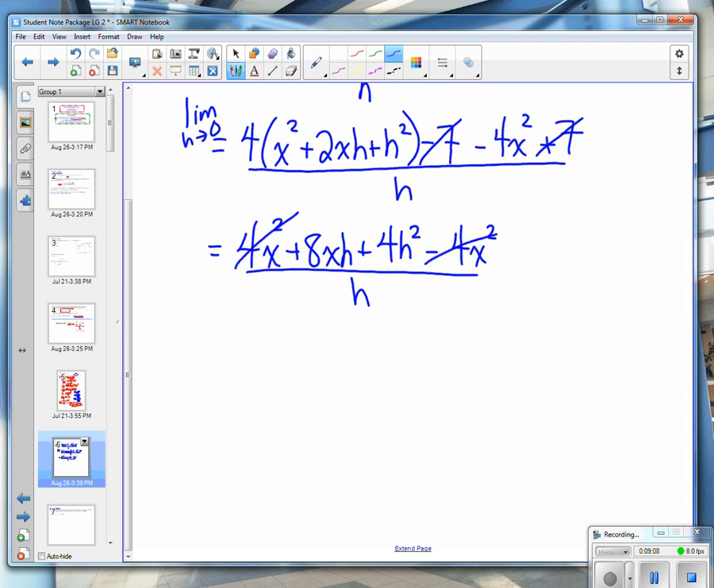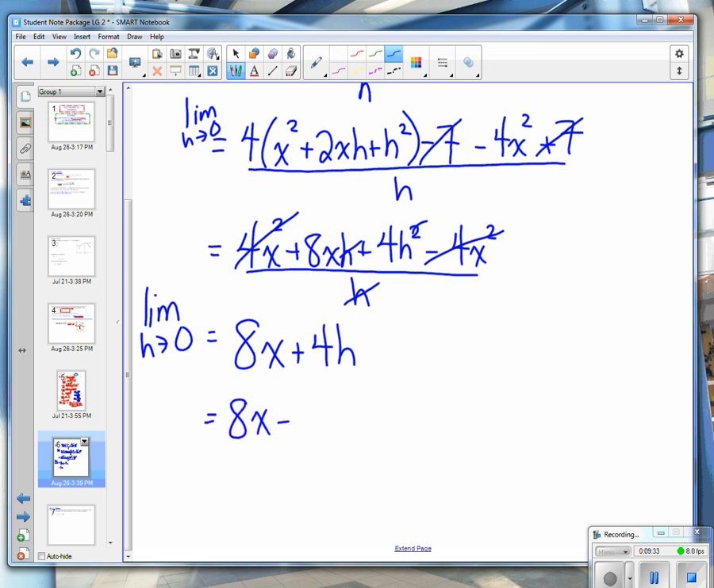So this guy and that guy are going to cancel. And then I'm going to speed things up a little bit. And I can also divide everything by h. So that means I'm going to have 8x plus 4h. Now remember, this is all as the limit of h approaches 0. So once I can plug in that h is equal to 0, this is going to become 4 times 0. So we're just going to be left with 8x.